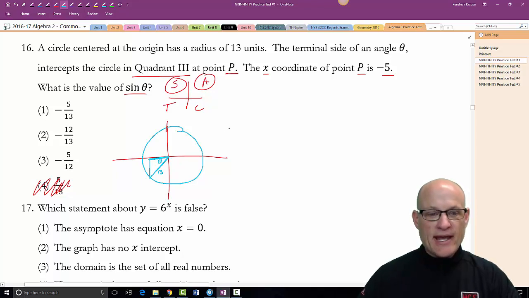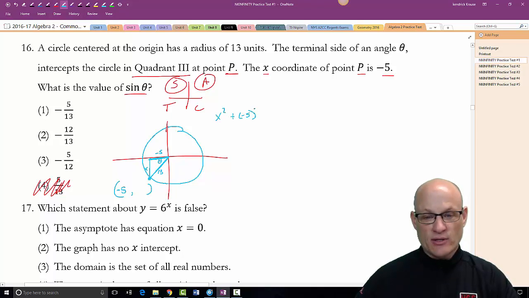And it said the x value of that point is 5. Excuse me, negative 5. So I know we came out negative 5 here. I really got to find this value right here, so I'm going to call it x. X squared plus negative 5 squared equals 13 squared. You got to do the Pythagorean theorem. I hope by now, if you're in trig, you should know that's a 12.